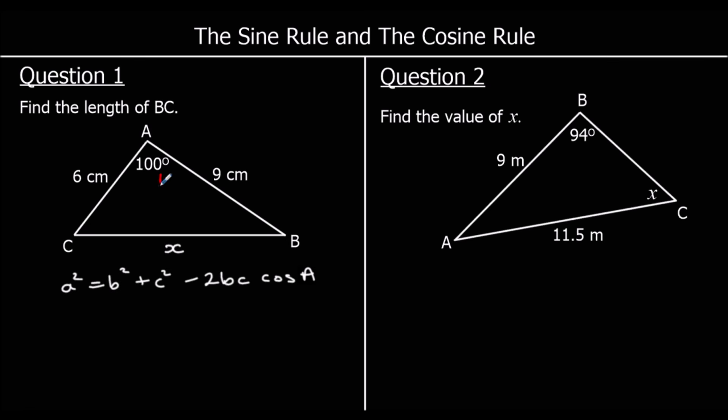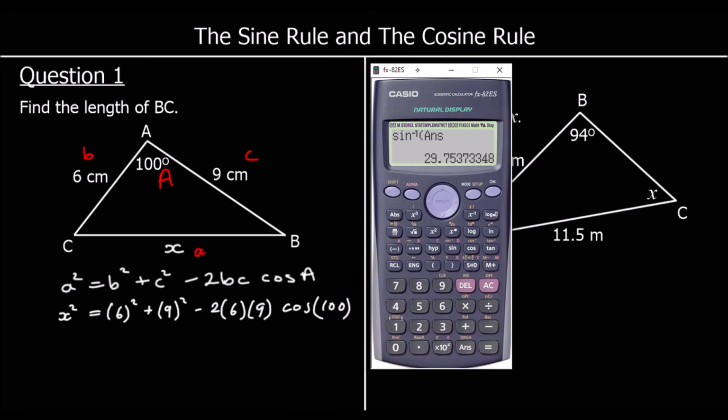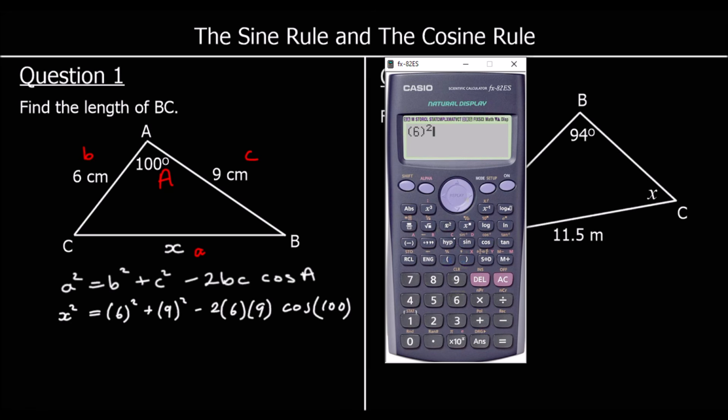So big A will be our angle, little a is opposite big A, and the other 2 are b and c. So let's substitute. So we've got x squared equals 6 squared plus 9 squared minus 2 times 6 times 9 cos 100. So let's write the whole right side into the calculator. 6 squared plus 9 squared minus 2 times 6 times 9 cos 100.